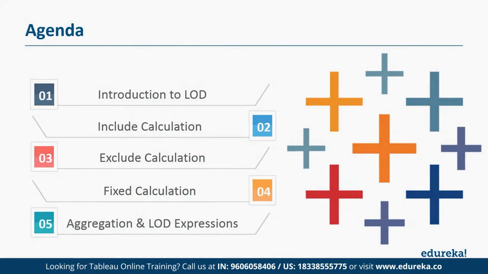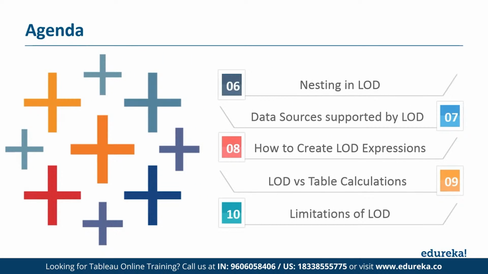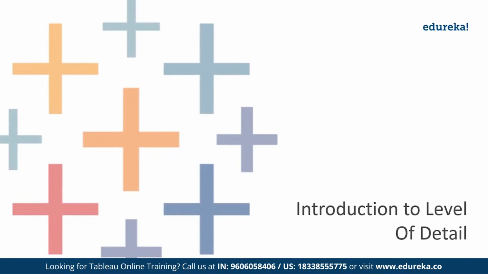Today we're going to talk about levels of detail in Tableau. Before we begin, let's look at the agenda for today. First up, we are going to talk a little bit about what LOD actually is, what it does. Then we'll talk about the various calculations in LOD, which are the include, the exclude, and the fixed calculation. Then we're going to talk a little bit about aggregation and LOD expressions, followed by nesting and inheritance in LOD. Then we're going to talk about the data sources supported by level of detail in Tableau. Finally, we have a short demo on how to create some simple LOD expressions in Tableau. Then we're going to talk about table calculations in LOD and finally discuss a few limitations of LOD. So without much ado, let's get straight into the module.